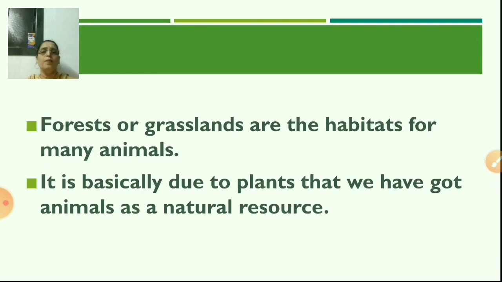Okay. Now the next. Forests or grasslands are the habitats for many animals. It is basically due to plants that we have got animals as a natural resource. So students, it is basically due to plants that we have got animals as a natural resource, and forests or grasslands are the habitats for many animals.